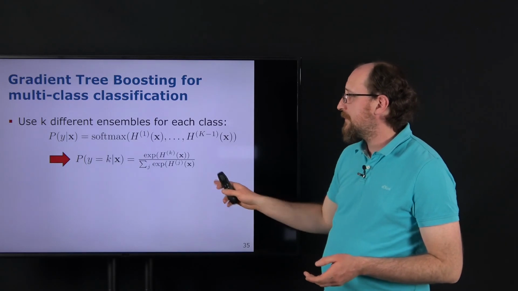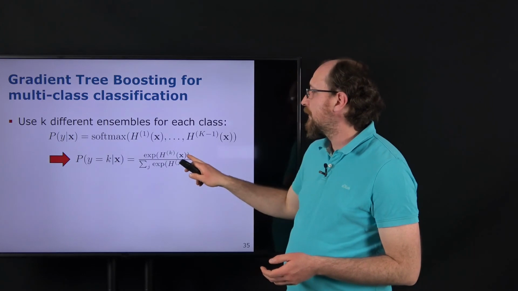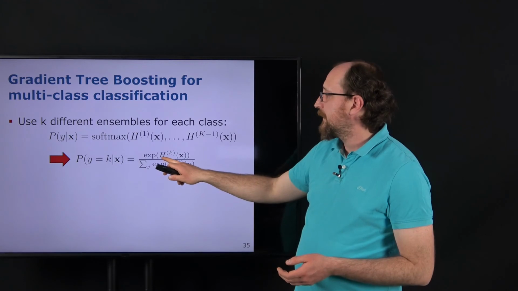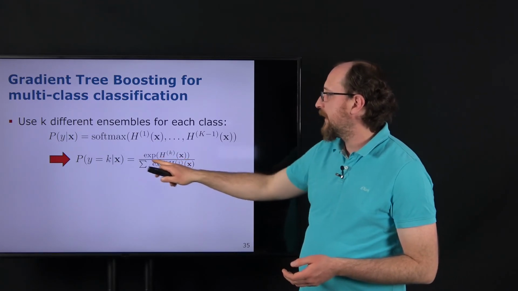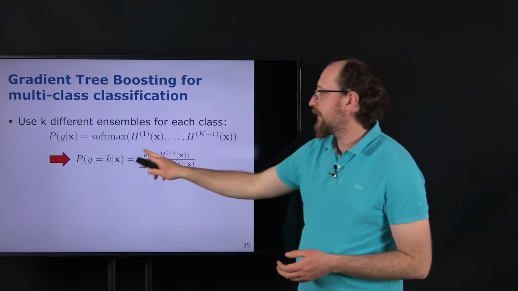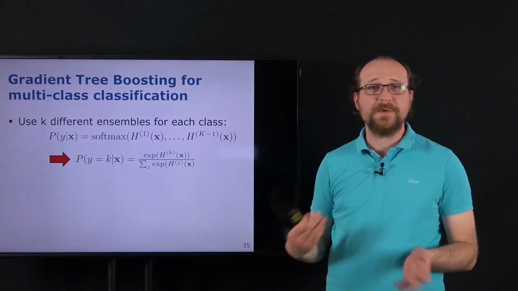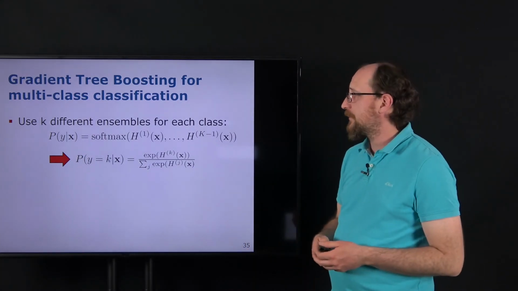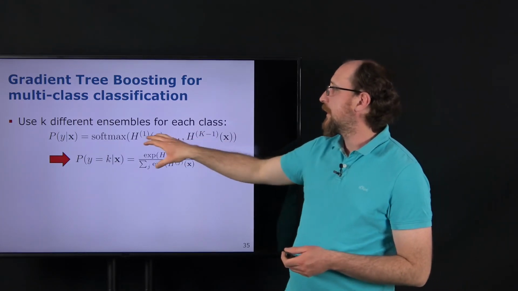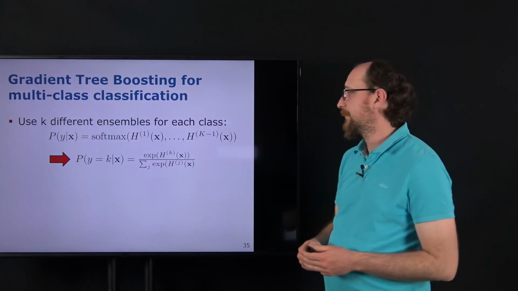And as you remember, when you write it down for one specific k, this is just the exponential over the k-th ensemble divided by the sum over all of the exponentials. This ensures that the entries of the probability distribution are between 0 and 1 and sum up to 1. So nothing too surprising here. The only thing is that you now learn not only one ensemble, but K ensembles.